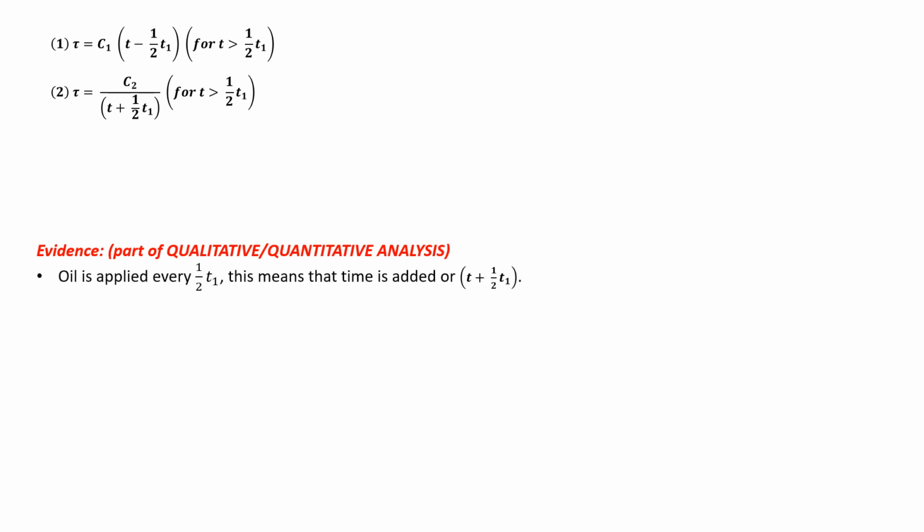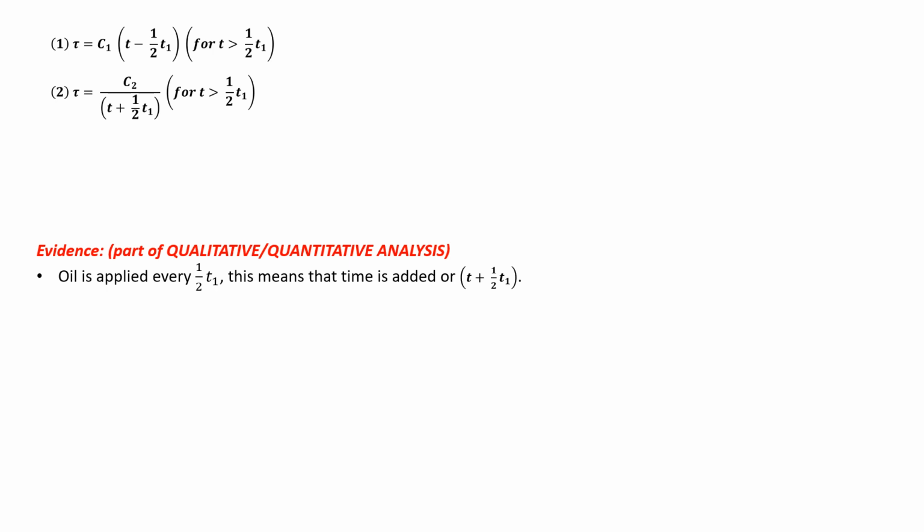So oil is applied every 1/2 of T sub 1. This means that time is added, or t plus 1/2 T sub 1. If you subtract, it means it's before t, so it means before 0. It's not going to happen. Since it means that it is added, therefore it should be plus 1/2 T sub 1. So right away you will say, oh, the solution is number 2 because it says added, you can select equation number 1. But that's not enough because you have to prove the torque.